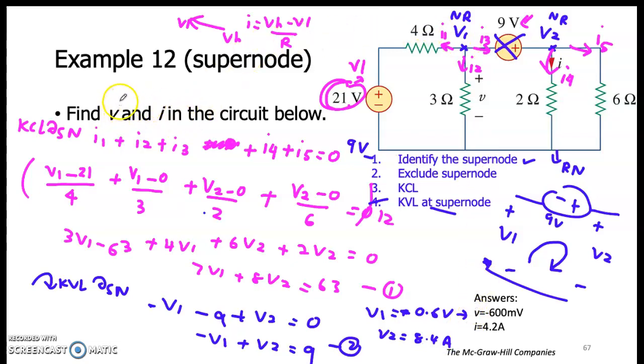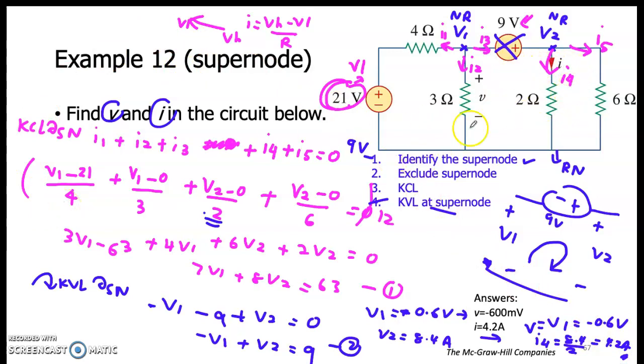The question asks, what is V, what is I? So look at this V. This V is actually V1, that is minus 0.6 volt. Now what is your I? Where is the I given here? I is actually I4. So what is your I4 here? I4 is actually V2 over 2. That is 8.4 divided by 2. Then you can get 4.2 ampere. So that's how you solve for the supernode.